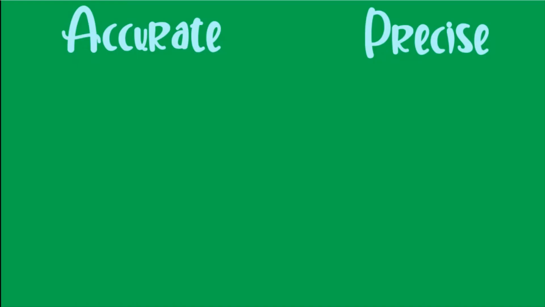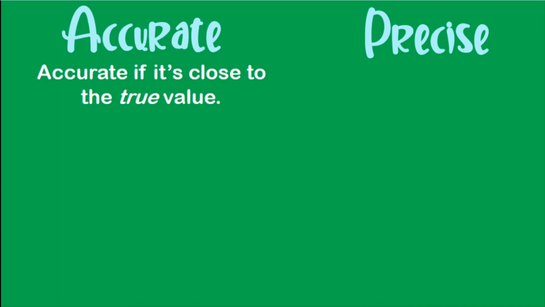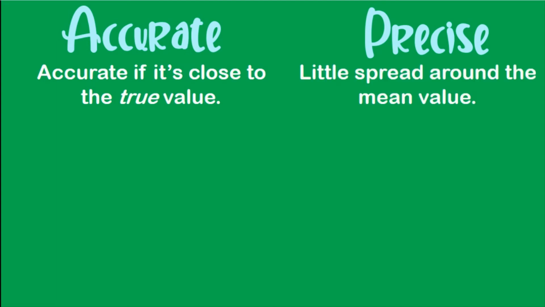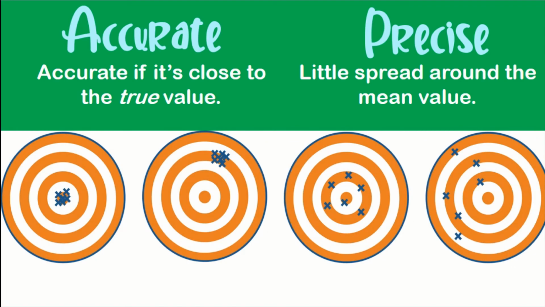You might have done your experiment, got your results, and you're asked, is it accurate? That's, is it close to the true value, the actual answer, or is it precise? As in, is there much spread around your results? So I'll explain what I mean. Let's say the true answer is the bullseye. That's the actual value. And here you can see I've got 4 answers all close to the bullseye.